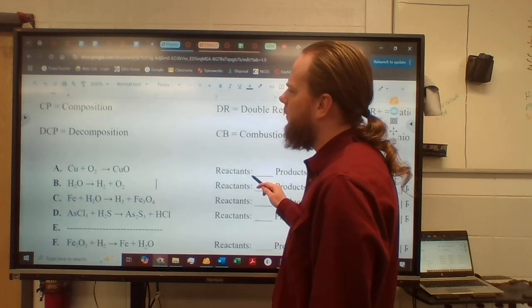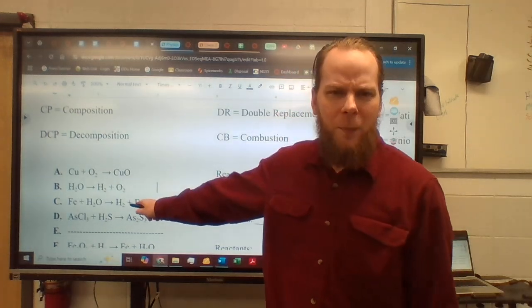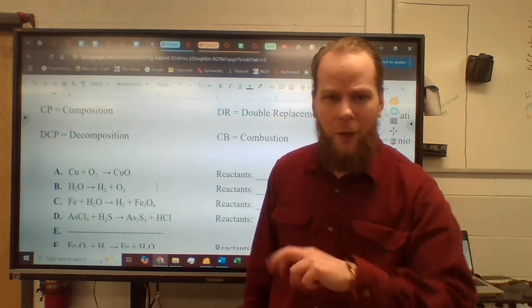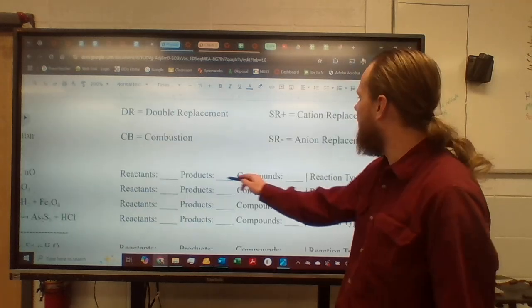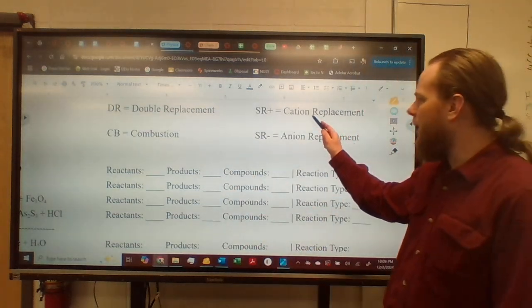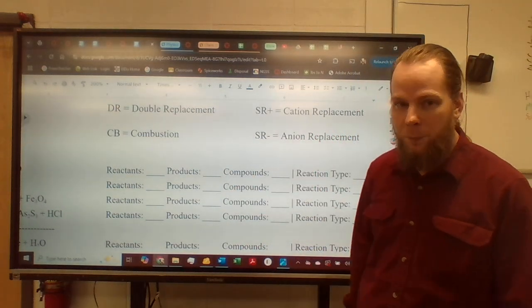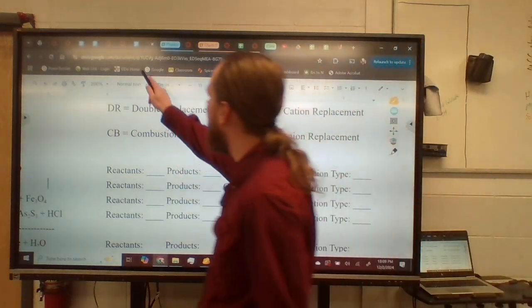Now, by process of elimination, C must be single replacement. However, there are 2 kinds of single replacement reactions: cation replacements and anion replacements. So let's talk about the difference between those.